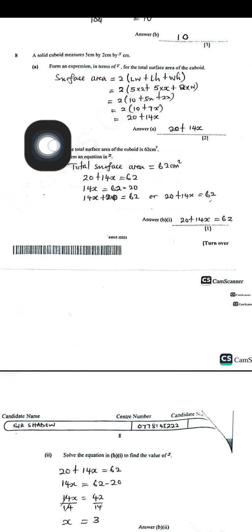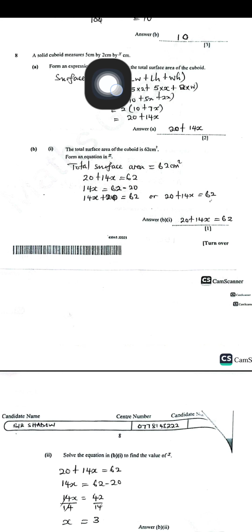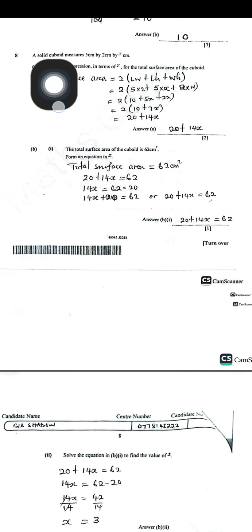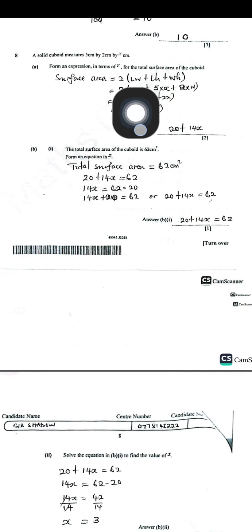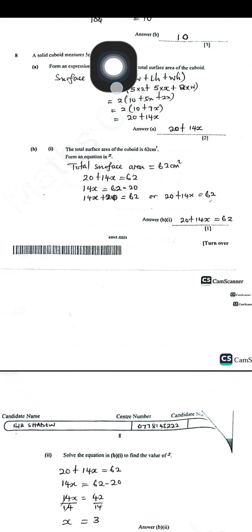All right. Question number 8 is saying a solid cuboid measures 5 centimeters by 2 centimeters by x centimeters. Form an expression in terms of x for the total surface area of the cuboid. Right. The total surface area of the cuboid is given as length times width plus length times height plus width times height. Then everything multiplied by 2.